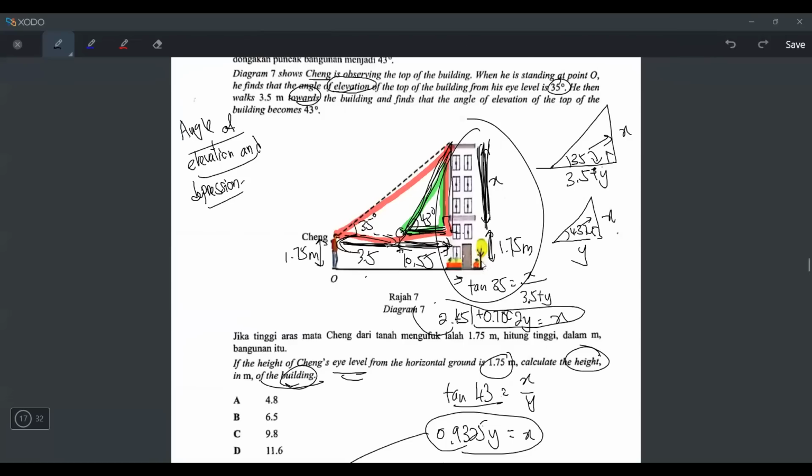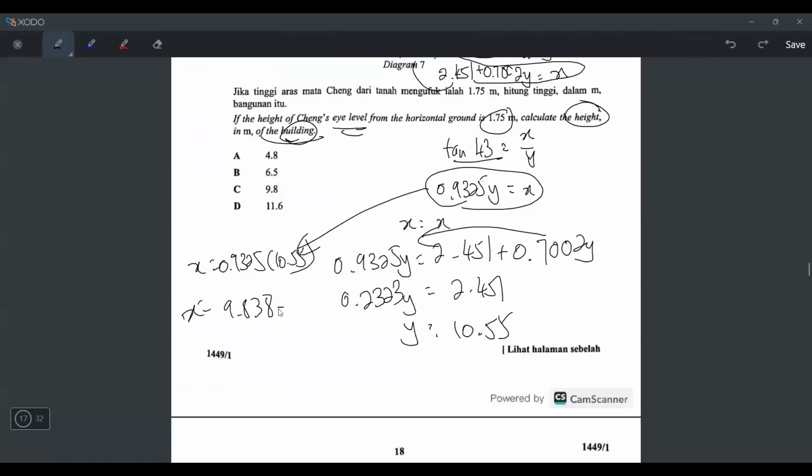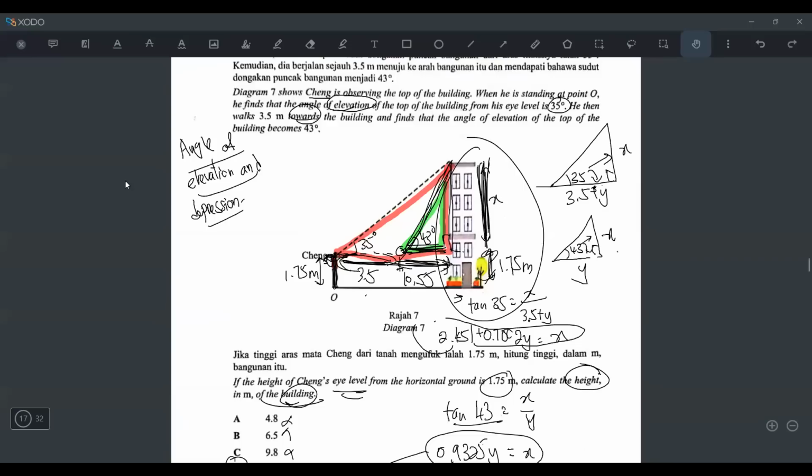You have to add the distance 1.75, which is the eye level, the distance of eye level with the horizontal ground. So plus with 1.75, then only I can get the answer. Let's press answer plus 1.75. Okay, I got 11.588. Wait, let's press again. 11.588. Yeah, 11.588. So if we look at this, it is D, okay? Because if you round this off to 3 significant figures, it would be 11.6. A, B, C are not. The closest answer is D. The answer that makes sense is D.